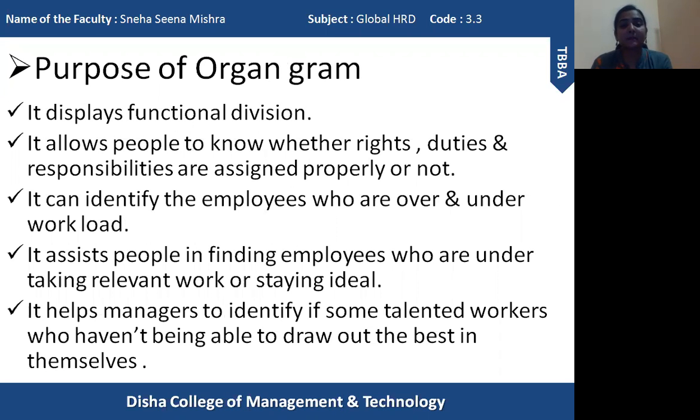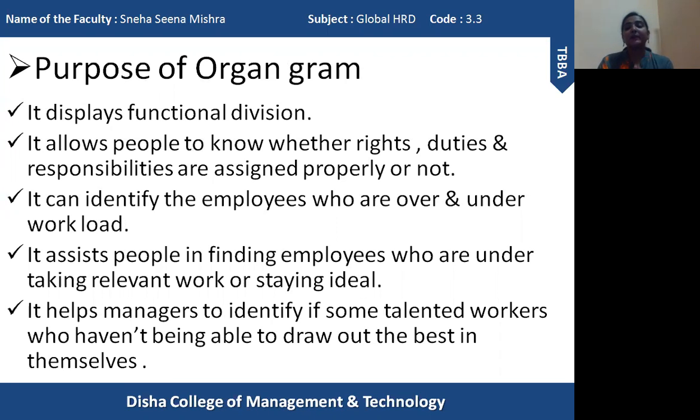The next aspect is the purpose of organogram. So what are the various reasons because of which organograms are used and how is it beneficial to the organization? The first point says that it displays functional division.